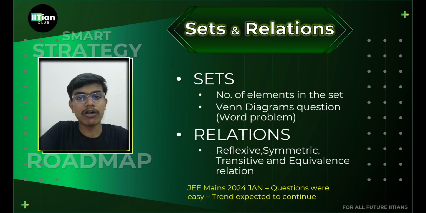So first you cover all the first three chapters, that is determinants, 3D geometry and statistics. All those were formula based and direct questions. This one usually used to be tough, but this year it was easy. So the trend is expected to continue. So make sure you do this also to your best.